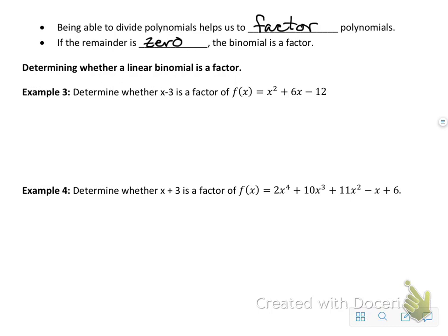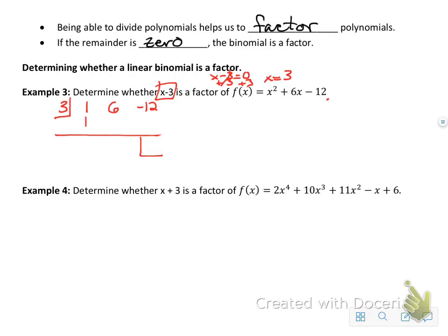So the first thing we have to do to determine whether x minus 3 is a factor of this equation is take our x minus 3 and set it equal to 0 and solve for x. So x equals 3. Alright, so now we know what's in our top left-hand corner. We have a 3. Then we write down our coefficients. So we have 1x squared, 6x's, and negative 12. So our goal is to see if we end up with a 0 right here.